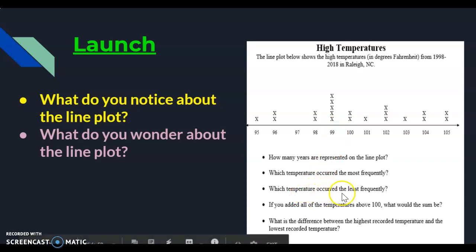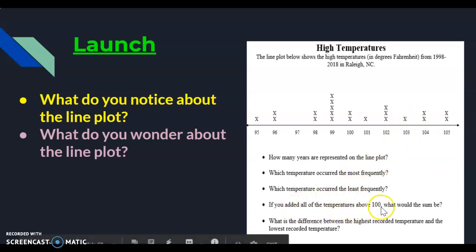Our next question: which temperature occurred the least frequently? So we just do the opposite. We're going to find the temperature or number at the bottom that has the least amount of x's on the line. It's going to be three of them: 95, 101, and 103. They each occur once.